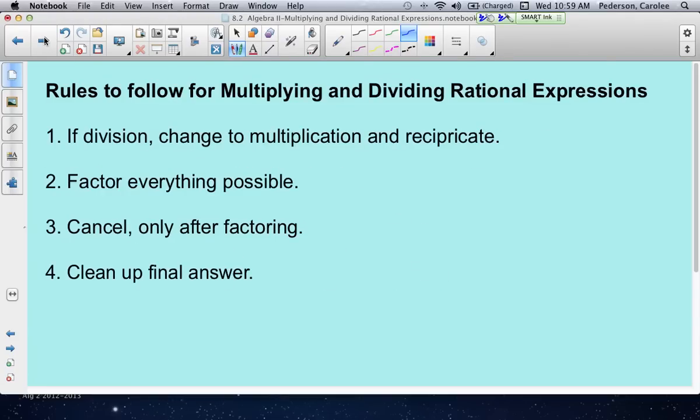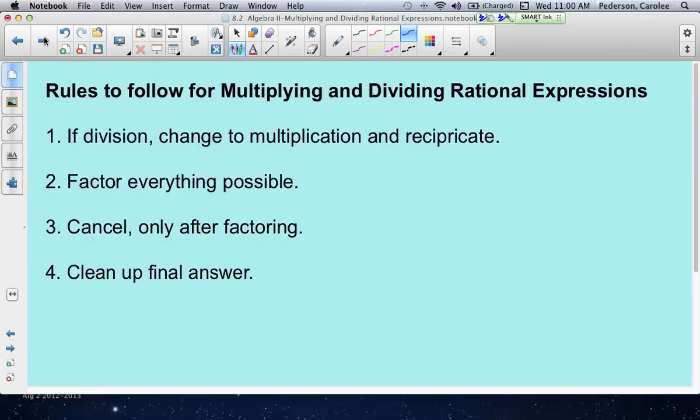All right, here are some rules for you. You don't need to write them down. You'll get enough practice with these problems in the next 2 days, this lesson set and then tomorrow's lesson set. Here are the rules for multiplying and dividing. If you have division, you want to change it to multiplication, that division, and then reciprocate.